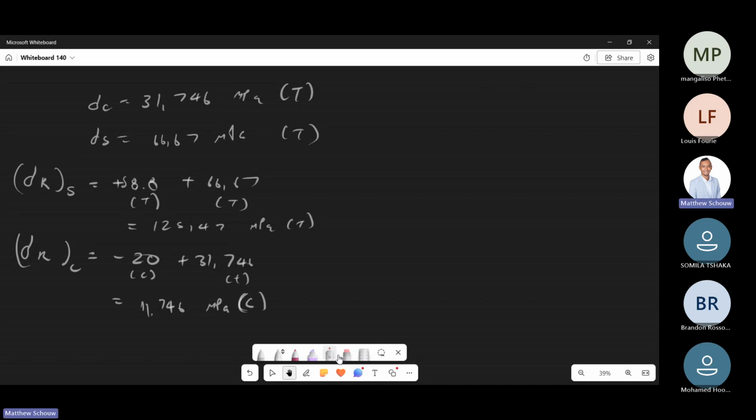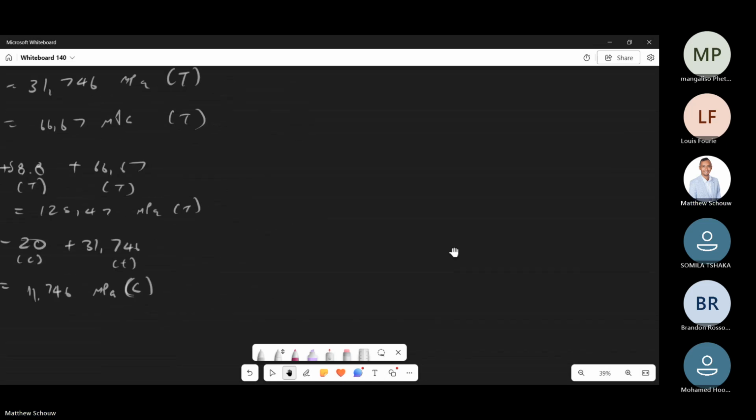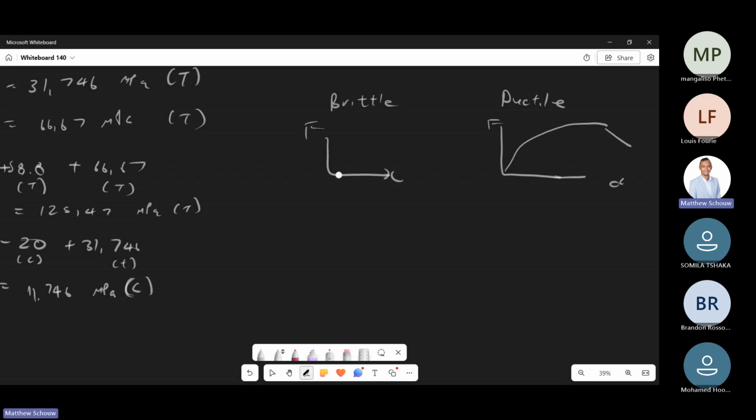All right. So Somila, to answer your question, brittle, ductile, right? This is module 1, I believe. So a ductile graph looks like this. We apply a load, and there's a long extension before it breaks, right? A brittle graph, you apply a load, it breaks one time. What we typically deem as ductile is when this is equal to or greater than 20% elongation.